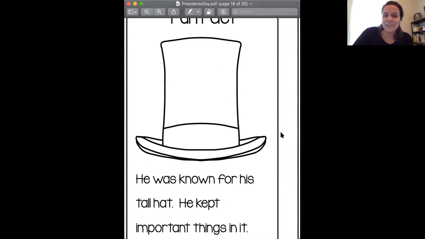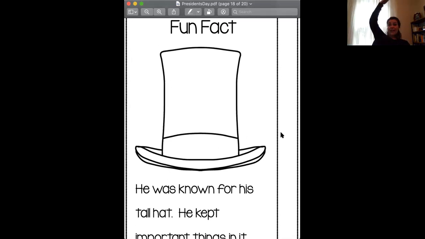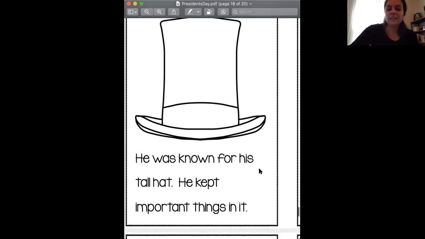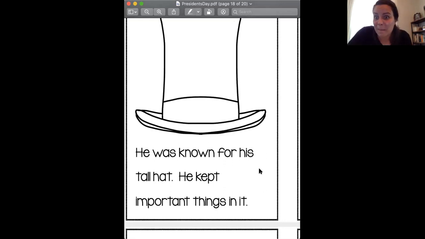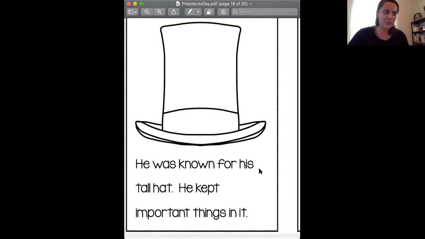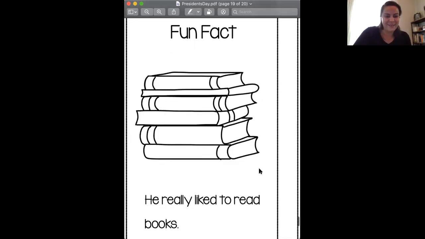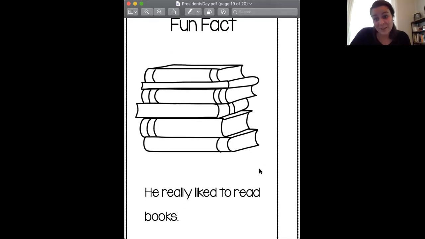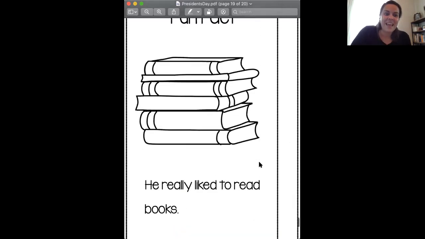Another fun fact, he was known for his tall hat. So he had a hat that probably went all the way up here. You couldn't even see it in my screen. There you go, hat. He was known for his tall hat. He kept important things in it. That's pretty cool. So let's say he's got his keys. Do you think he'd put his keys in his hat? That's kind of silly, huh? And he really liked to read books, just like my panda friends. And that's all we have for the stories of George Washington and Abraham Lincoln.